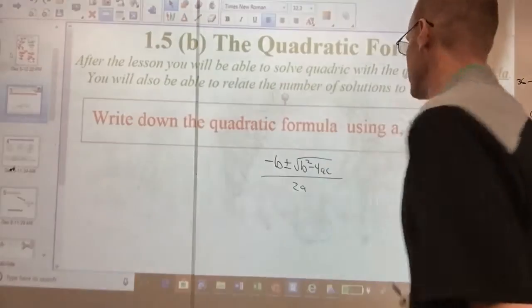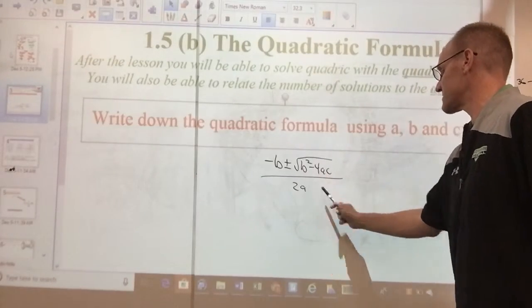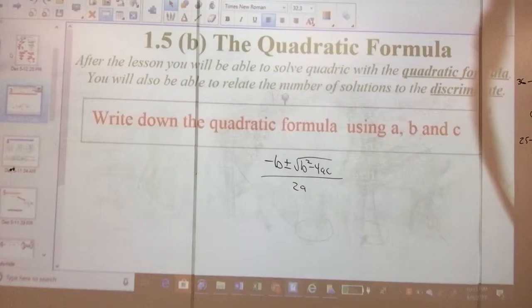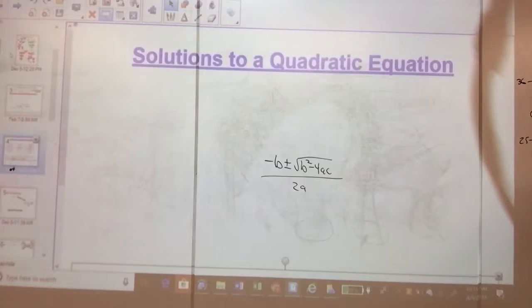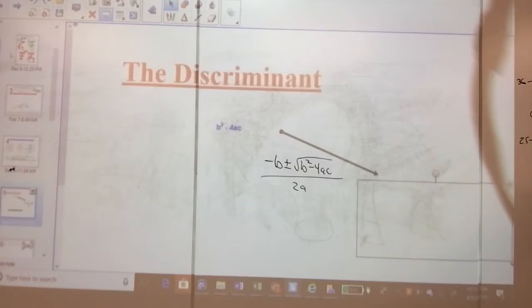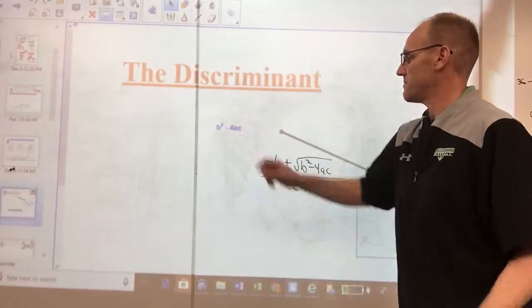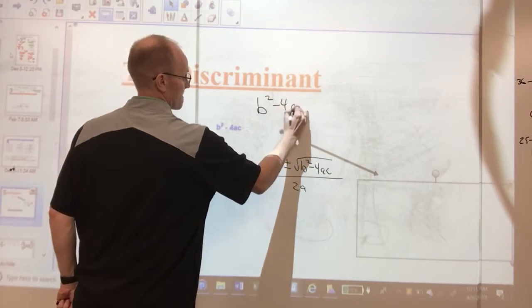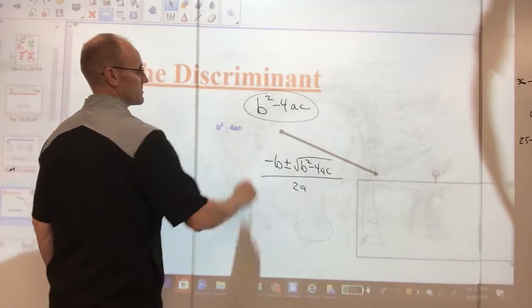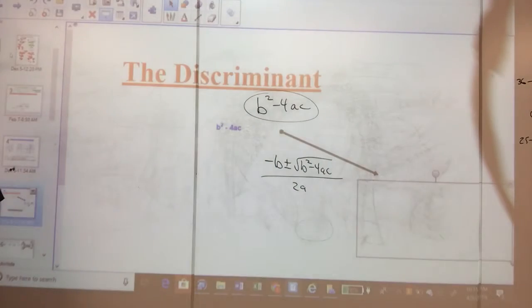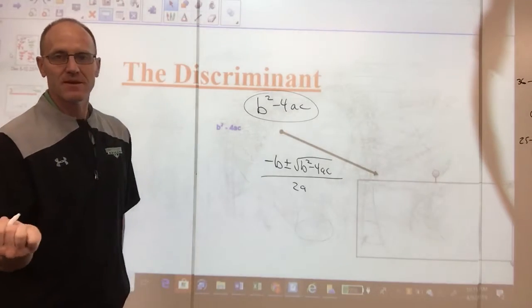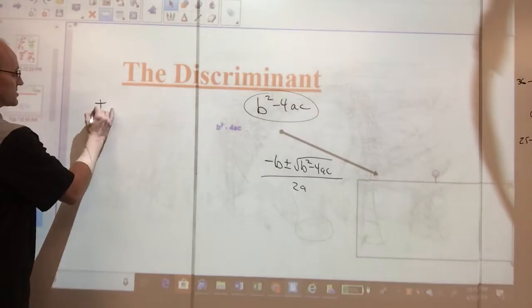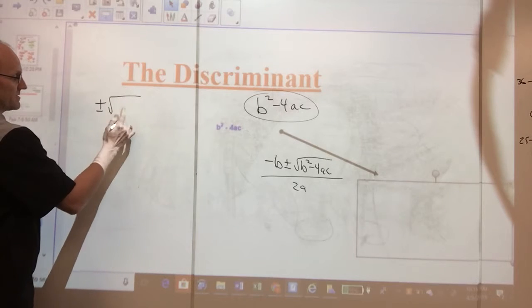But I want to talk a little bit about this part here, this b squared minus 4ac. That particular part we actually call the discriminant. So the discriminant is b squared minus 4ac. This here is the discriminant. Now, what the discriminant tells us is the number of solutions, because it's what we're taking the square root of. Remember, it's plus or minus the square root of the discriminant.